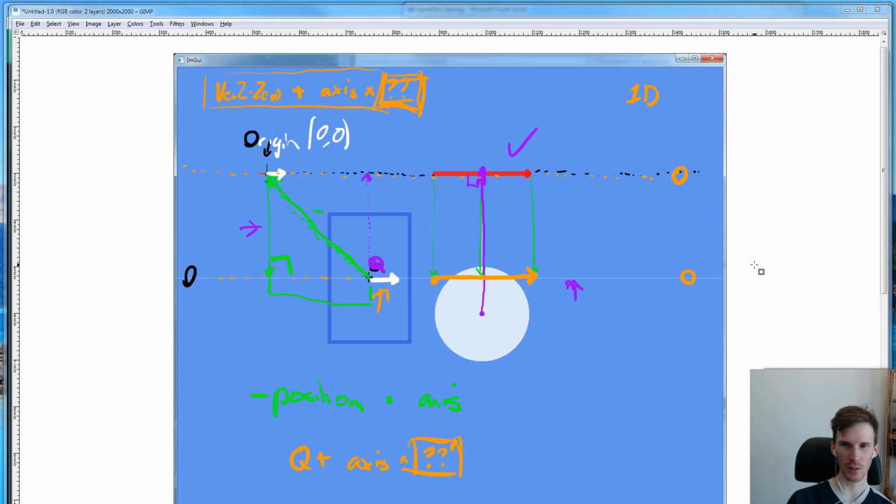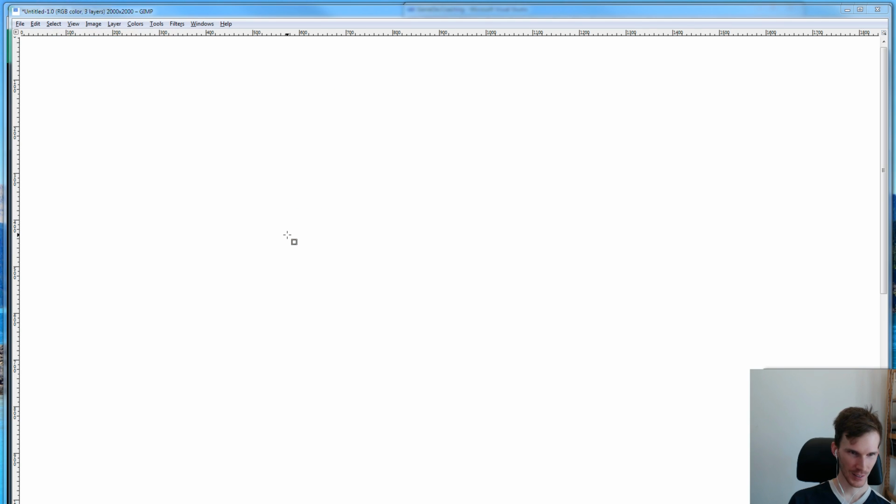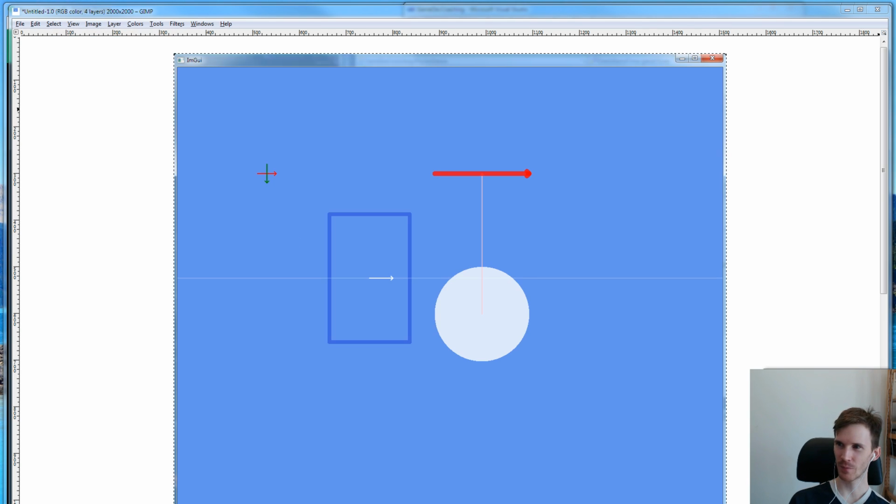So basically, let's go step by step and try and reproduce. It's looking a little messy now. Let's try and reproduce this diagram. So first of all, I'm going to draw this axis over here. So we have all of this already.